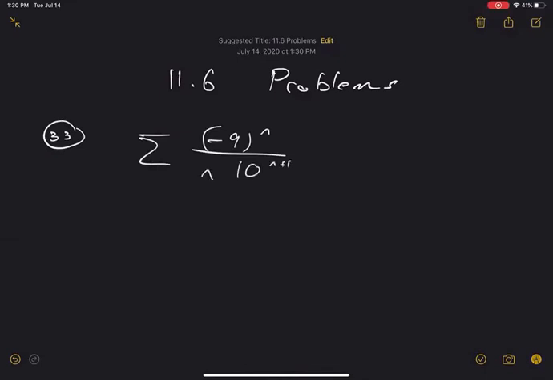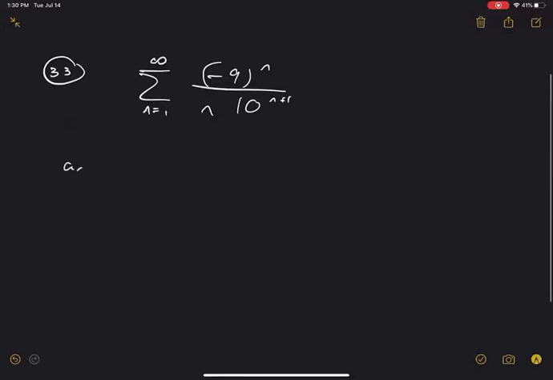When I'm told to test for absolute convergence, conditional convergence, and so on, the first thing I usually do is try the ratio test, because that's usually the easiest. Remember, there are three methods to test for absolute convergence: the definition, the ratio test, and the root test. I would say the ratio test is easiest to use, so that's usually what I start with. Let's try the ratio test.